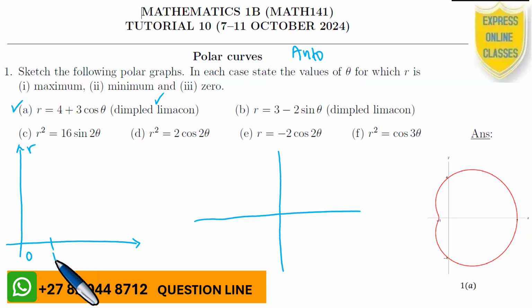and then we have pi over 2. And then you have pi. You have 3 pi over 2. And then you have 2 pi. And this one becomes the theta axis.